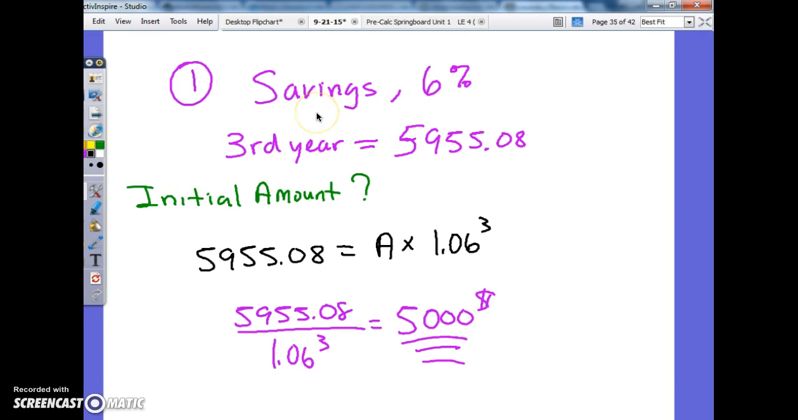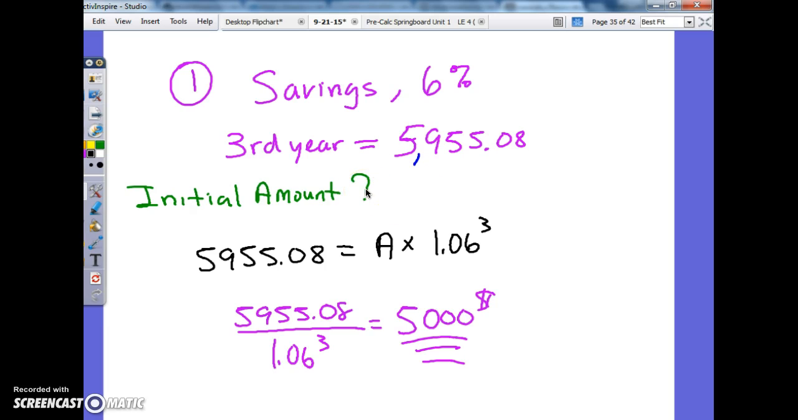You've got a savings account, 6% annually compounded. In your third year, you've got $5,955.08. What was your initial amount?